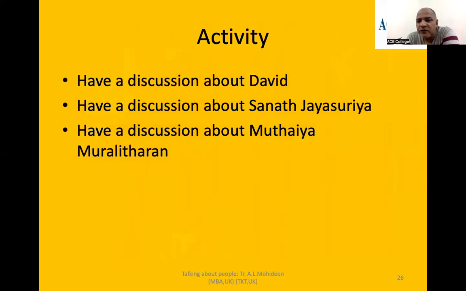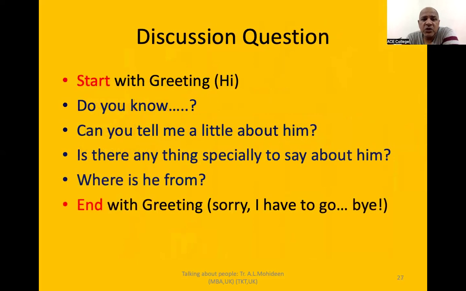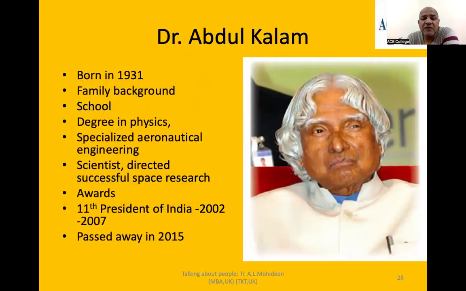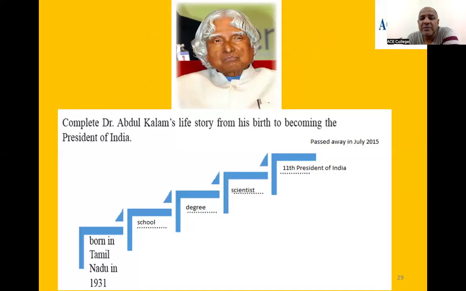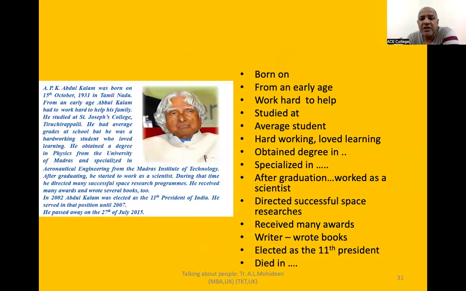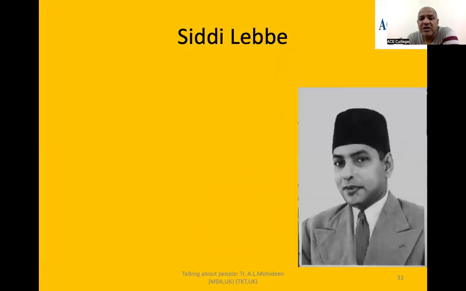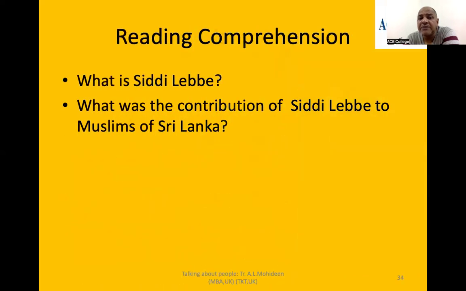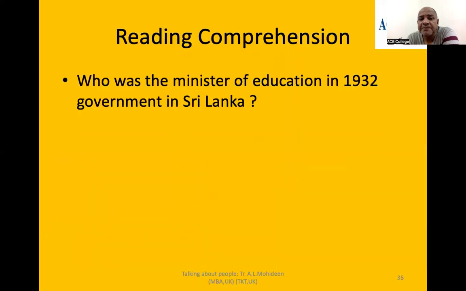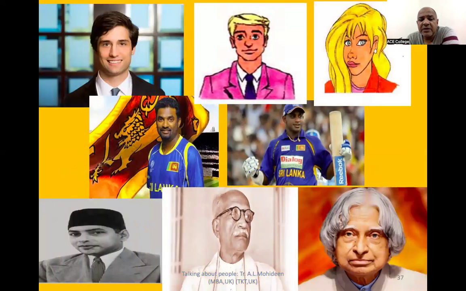So you have to identify the people whom we have discussed, all about David, John David, Sanath Jayasuriya, Muthaiya Muralidharan. Okay, so now you can start with a greeting for having a discussion. So this is the subject we are going to discuss now. From here, we are going to talk about some people, especially Siti Lebbe, and then we talk about Kannangara, right? These are the people we are going to talk about, the last part of the people.